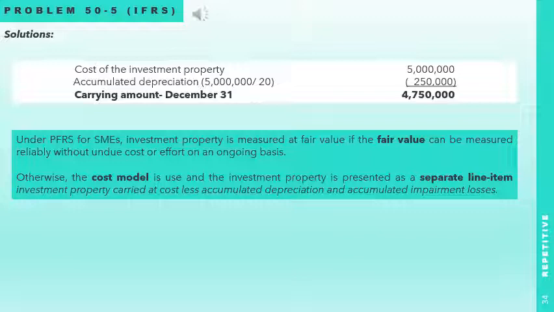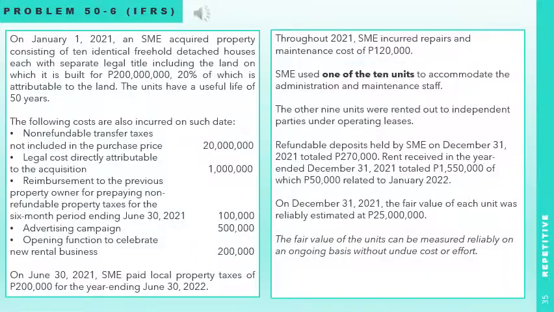So the next problem will be discussed by Mr. Peregrine. So problem 50-6. Let me read the problem first. On January 1, 2021, an SME acquired a property consisting of 10 identical freehold detached houses, each with separate legal title, including the land on which it is built for 200 million, 20% of which is attributable to the land. The units have a useful life of 50 years. The following costs are also incurred on such date: non-refundable transfer taxes not included in the purchase price, 20 million.